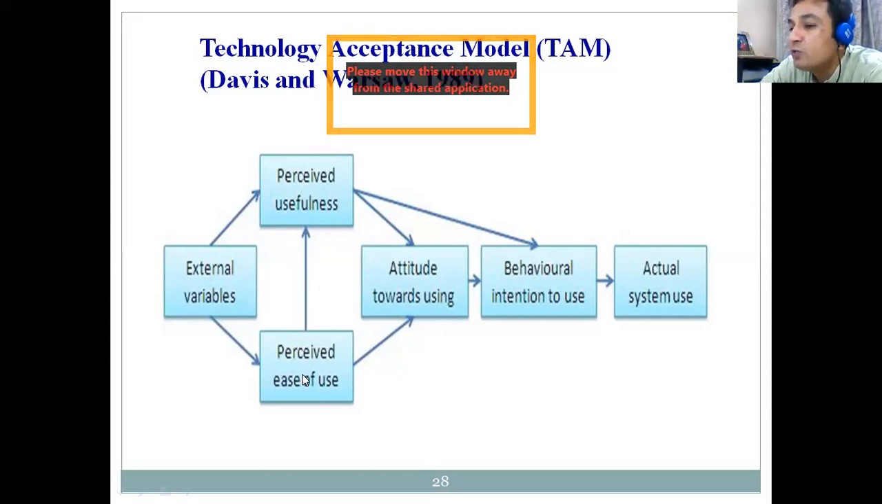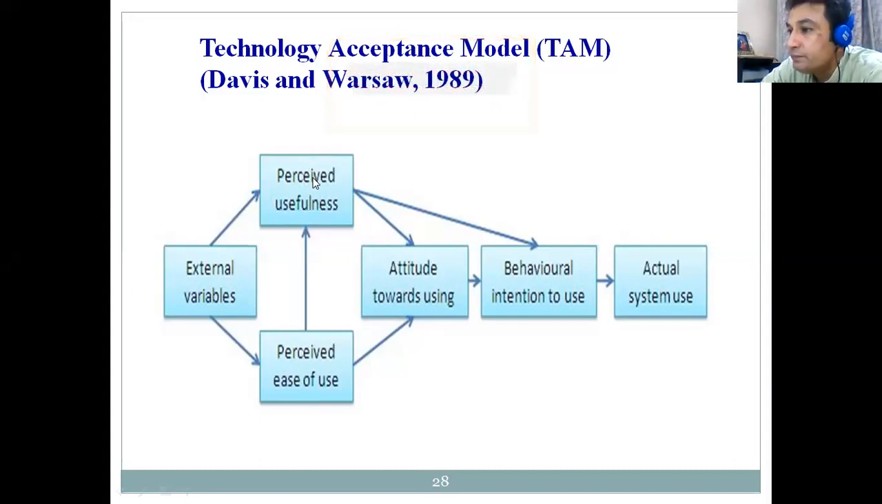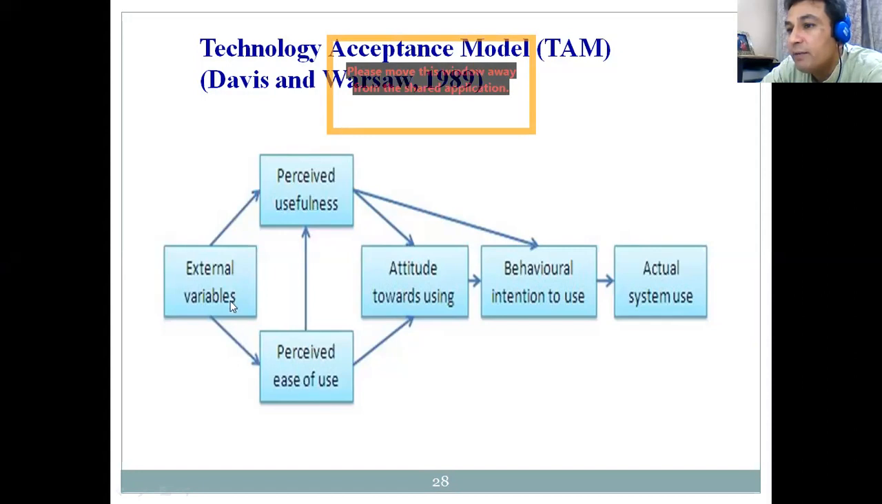So these are the two. You can say this is attitude towards object, and this is attitude towards behavior. Usefulness is the behavior. Clear? Now both of them, we are not going to talk of this because this is an addition which was made by Warsaw finally. So this was included later on. So perceived usefulness and ease of use towards usefulness are going to form my attitude.